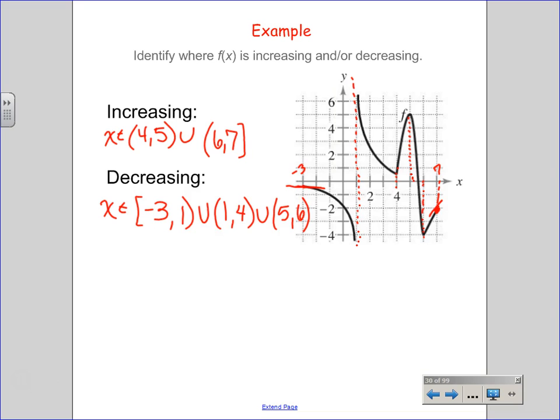And here's why. This gets tricky as to when you put the closed interval. This one was obvious. There was a positive slope there. That was harder. And here's why.